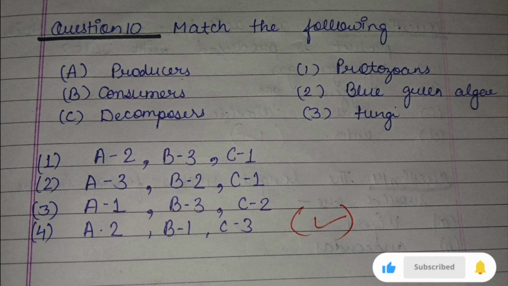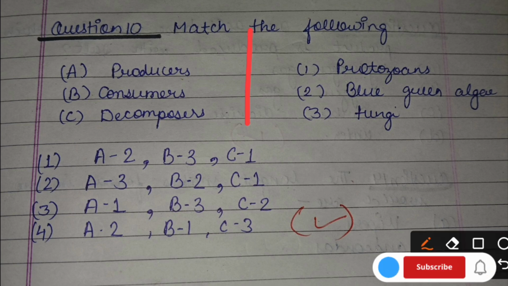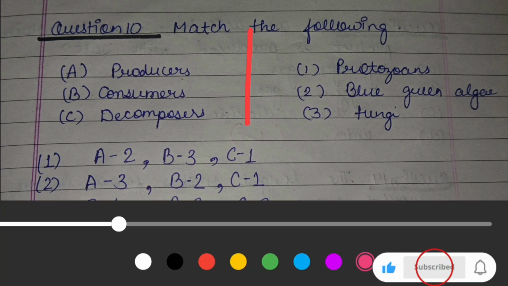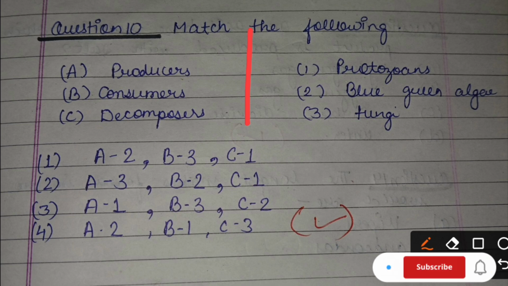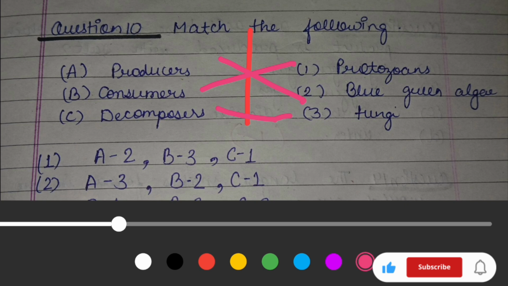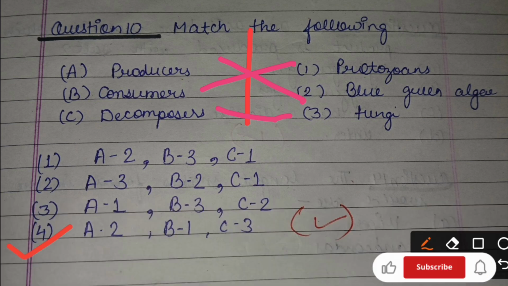Here match the following. In the first part there are producers, consumers and decomposers, and in the next part we have protozoans, blue-green algae and fungi. So first is producers. As we all know, they are blue-green algae because they are photosynthetic producers. Consumers are protozoans because they depend upon blue-green algae, and decomposers are those who depend upon protozoans. So the correct answer is fourth.